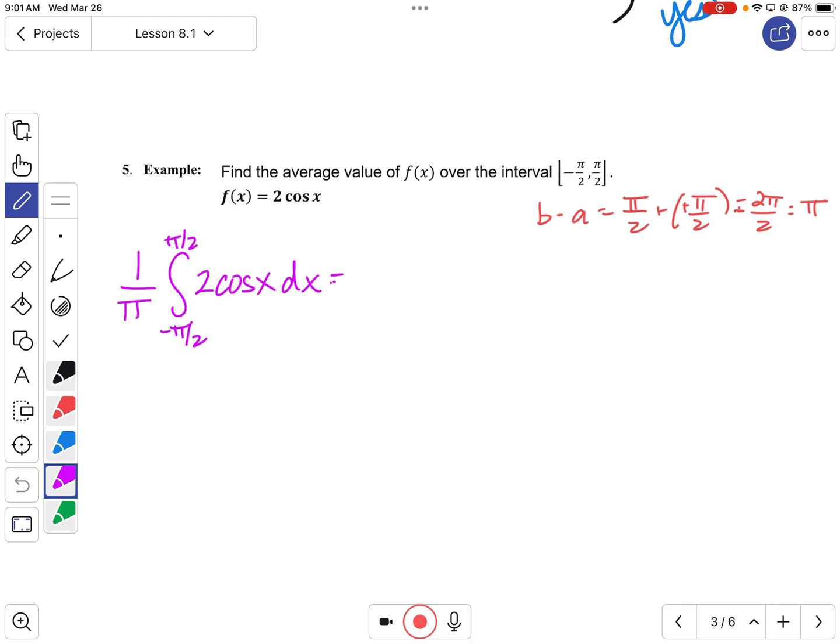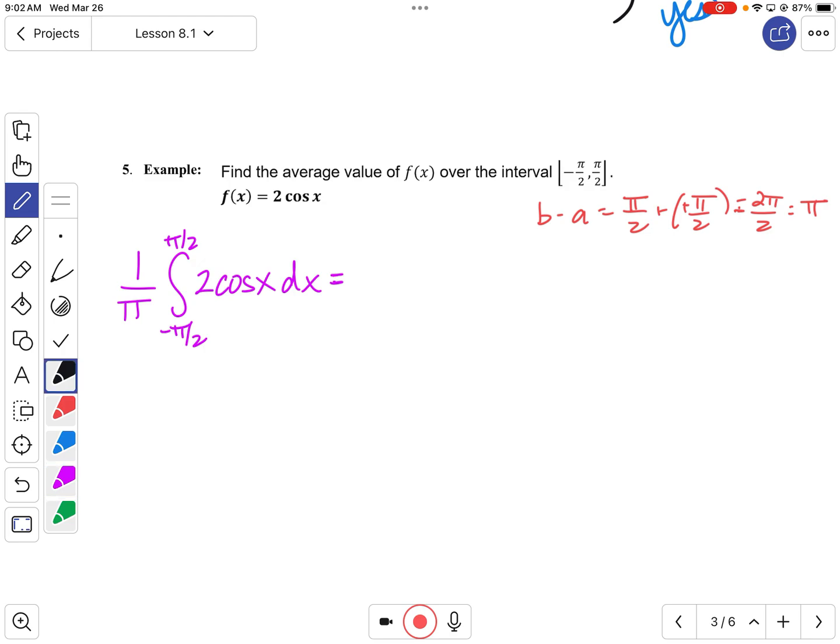Okay, let's see how we did. B minus A, right? A little bit tougher. Negative pi over 2 to pi over 2. So pi over 2 minus negative pi over 2 is 2 pi over 2, which is just pi. Or if you think about the unit circle, negative pi over 2 is at the bottom, pi over 2 is at the top. That's a distance of pi. So 1 over pi.